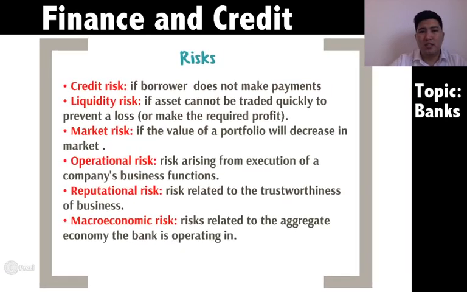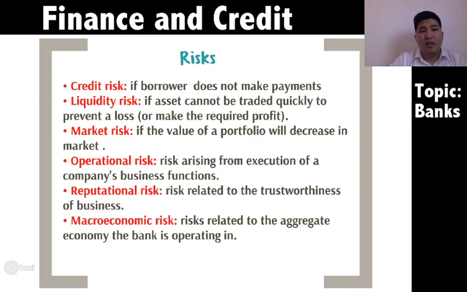Okay, so risks. Every organization has its risks, and a bank is no exception. The first main risk is credit risk. Credit risk means that the borrower does not return the money, does not return the loan. The next one is liquidity risk. Liquidity risk means that an asset cannot be traded quickly to prevent a loss.